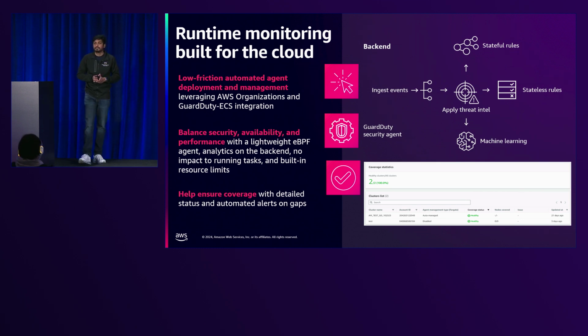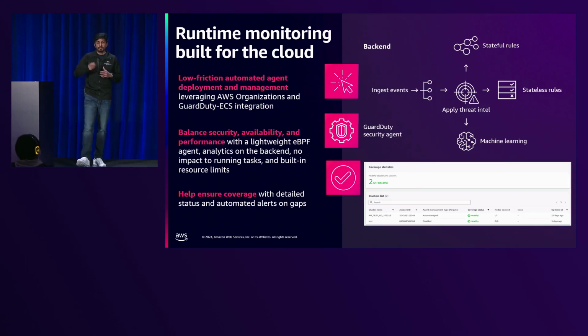Also, there is a console where you can see all the clusters that this coverage is running on. So let's say you have thousands of clusters. You can simply come to this console and see which clusters are enabled with ECS runtime monitoring, and which are not. So if a DevOps engineer wants to have a good glance at what's happening, this console will give you a lot of information.